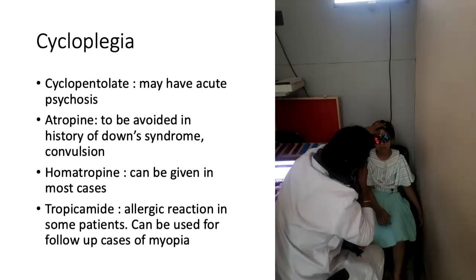Cycloplegia: we know cyclopentolate, but we need to know some side effects before putting those drops routinely into the eye. Cyclopentolate may cause acute psychosis in some cases. Atropine has to be avoided in a history of Down syndrome or convulsions. Homatropine can be given in most cases. With tropicamide and homatropine, we should watch for allergic reactions.